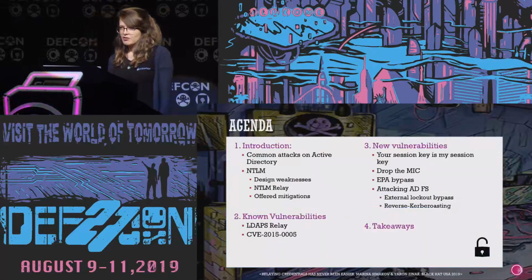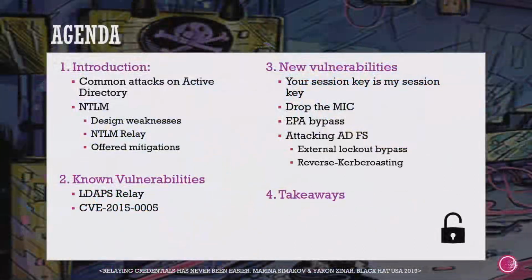So we have a lot of ground to cover. Let's see the agenda for this talk. We'll begin with a short introduction to Active Directory. We'll see some common attacks, and we'll focus a lot on the NTLM protocol. We'll see its design weaknesses, the NTLM Relay attack, and some of the offered mitigations that we have against the NTLM Relay attack. Then we'll move on to talk about some of the vulnerabilities.